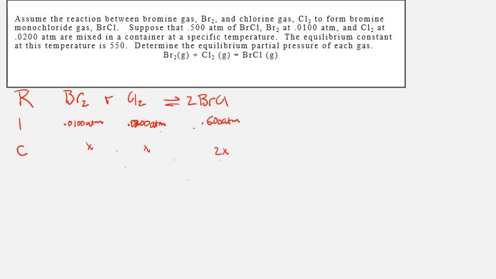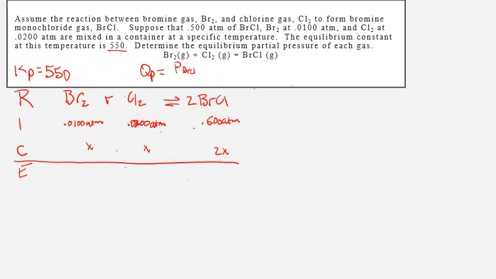However, this will be the unique circumstance. Unlike the other problems, if you notice, I have an initial partial pressure for each of our different substances in the chemical reaction. So we need to solve for Q to determine the direction of the shift. It tells us in the problem that the Kp for our reaction is equal to 550. So we need to solve for Qp. So to solve for Qp, I would take the partial pressure of the BrCl squared divided by the partial pressure of the Br2 and the partial pressure of the Cl2.